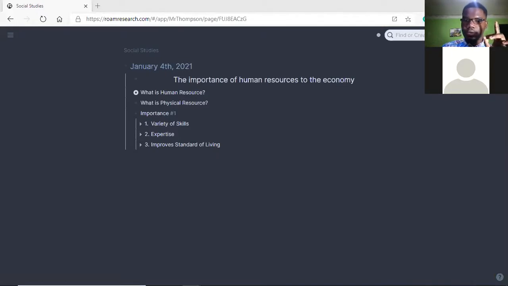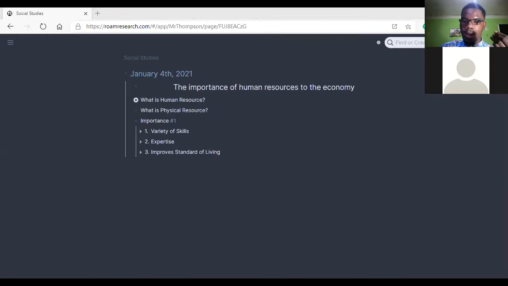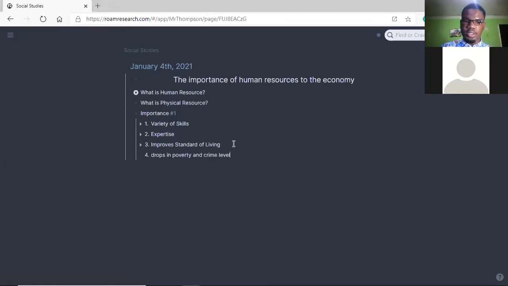Oh, I should give you one more, Tristan. Do you know that there's a correlation between unemployment and crime? People don't have any options, so they just commit crimes and so forth. So when you have more persons in your population that's working, guess what? It drops poverty and crime levels. So this is the no-brainer one. If you have more important resources, such as human resource in your population, poverty levels decrease and crime levels as well.